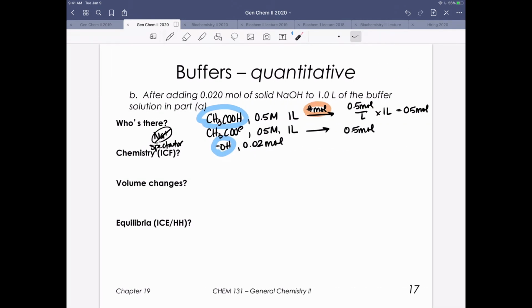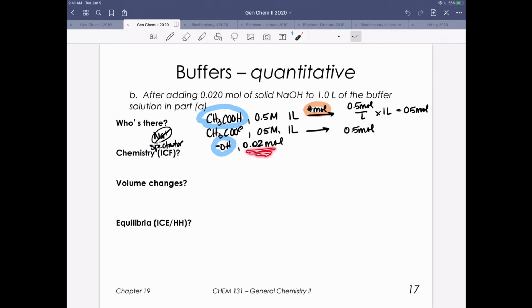All right, so thinking about who's there. We still, again, have our weak acid and our conjugate base, remembering that the sodium is not going to have any impact here. It's a spectator ion. We've got 0.5 molar each, we've got a liter of each. The new piece is that we've added 0.2 moles of sodium hydroxide. Again, sodium, from that sodium hydroxide, is a spectator ion, and the only player is the hydroxide that we've added.